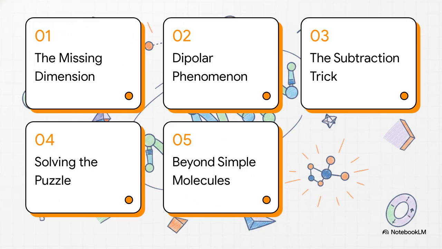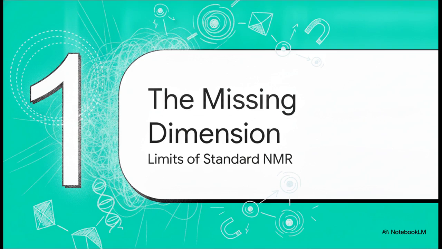Here's our quick roadmap for today's explainer. We'll start with the missing dimension in standard NMR, meet the dipolar phenomenon, learn the brilliant subtraction trick that makes it all work, solve a molecular puzzle, and then zoom way out to see how this applies beyond just simple molecules. Okay, Section 1, the missing dimension and the limits of standard NMR.